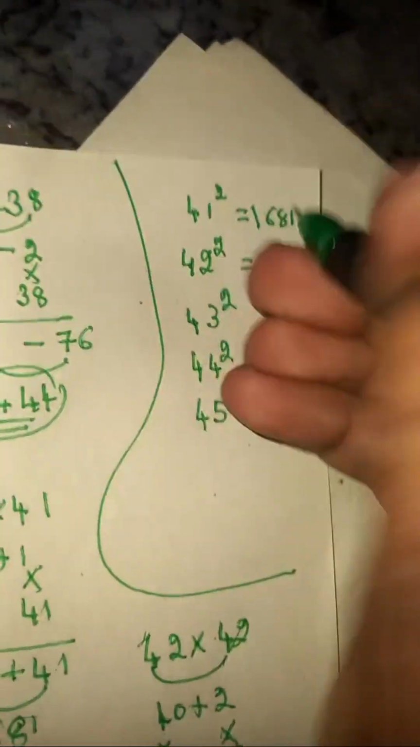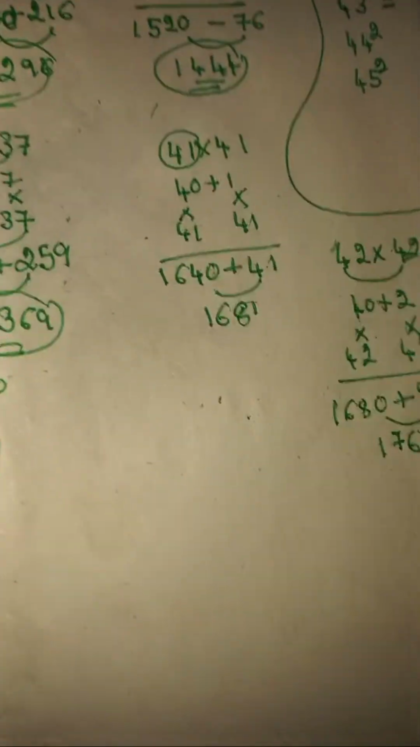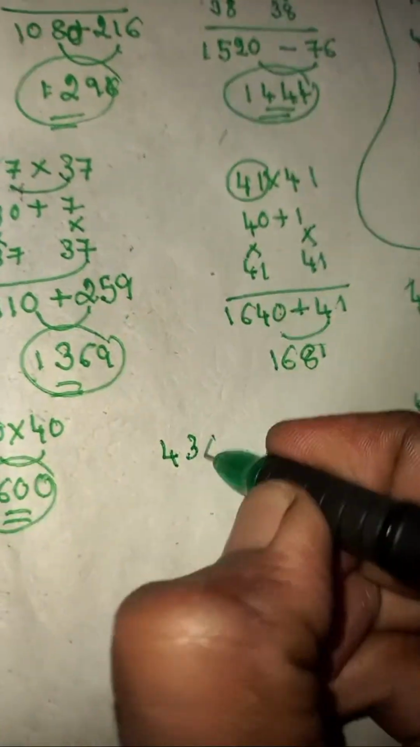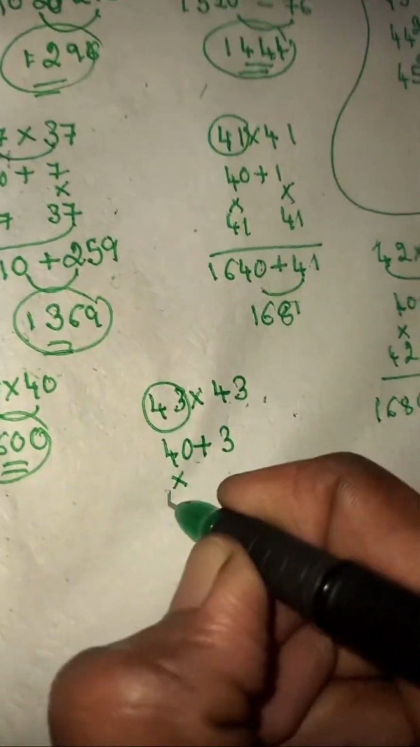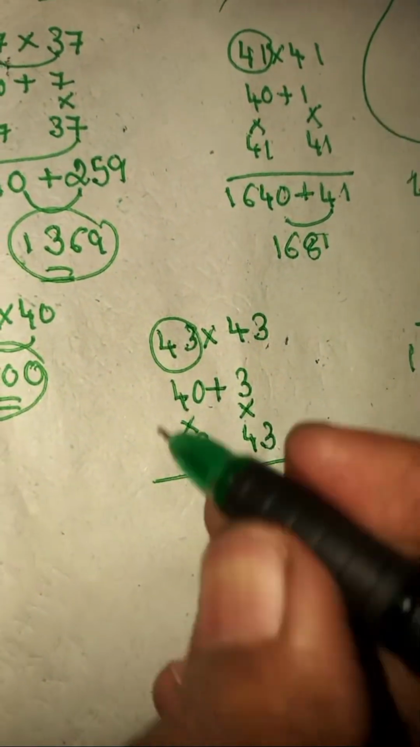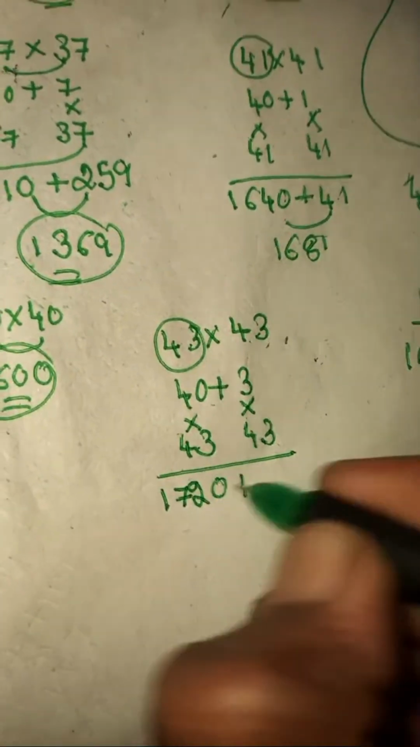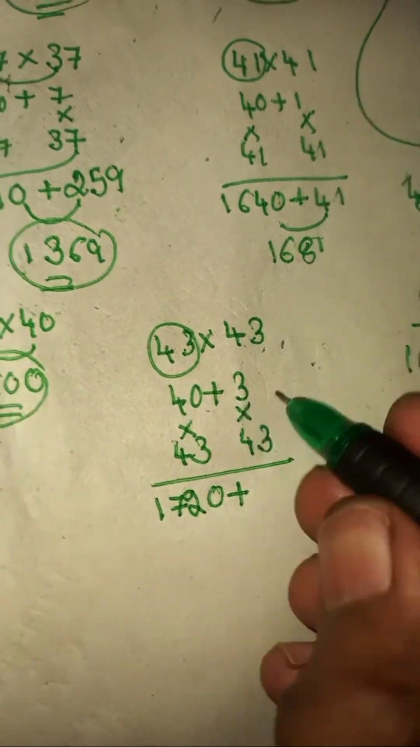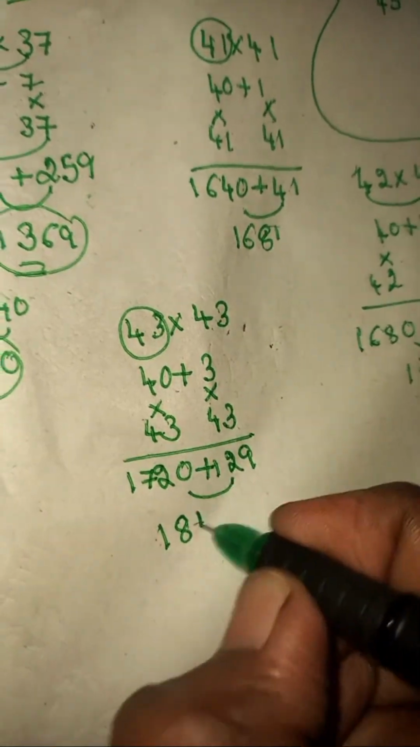That's going to be equal to 1764. Now 43 square. 43 square means you're going to get 43 times 43. Here 43 you can write as 40 plus 3, and multiply each with 43. 4 times 4 is 16, 3 times 4 is 12, so 1720 plus 4 times 3, 129, here 1820, 1849.